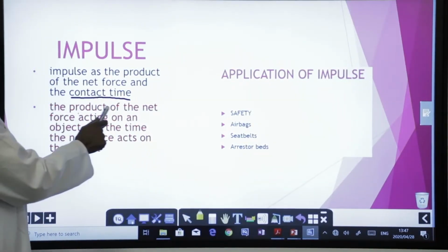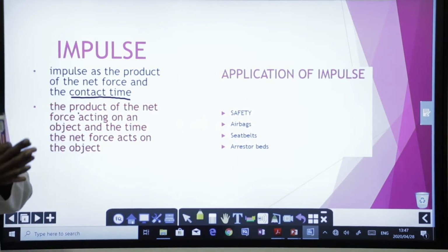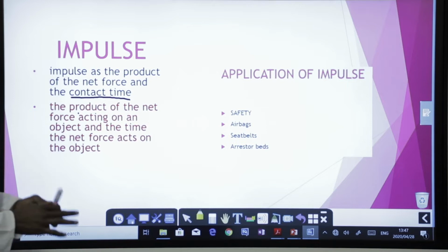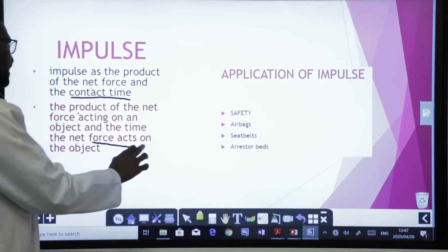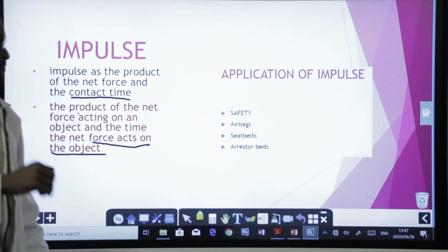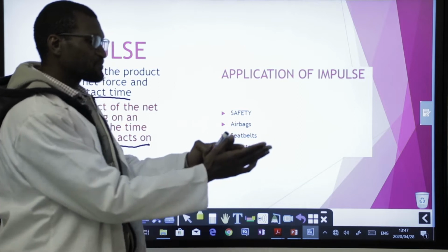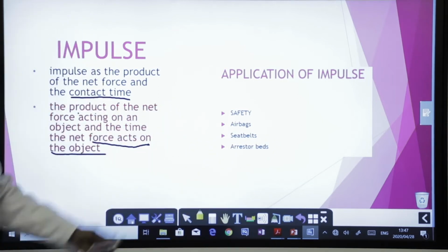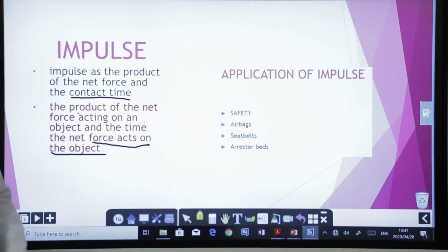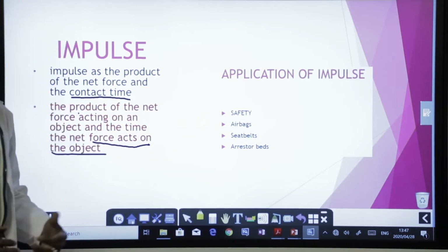It is actually the product of the net force acting on an object and the time that the net force acts on the object. This principle is very, very vital. What are some of the applications of impulse? Applications of impulse could be in safety, where we have airbags.